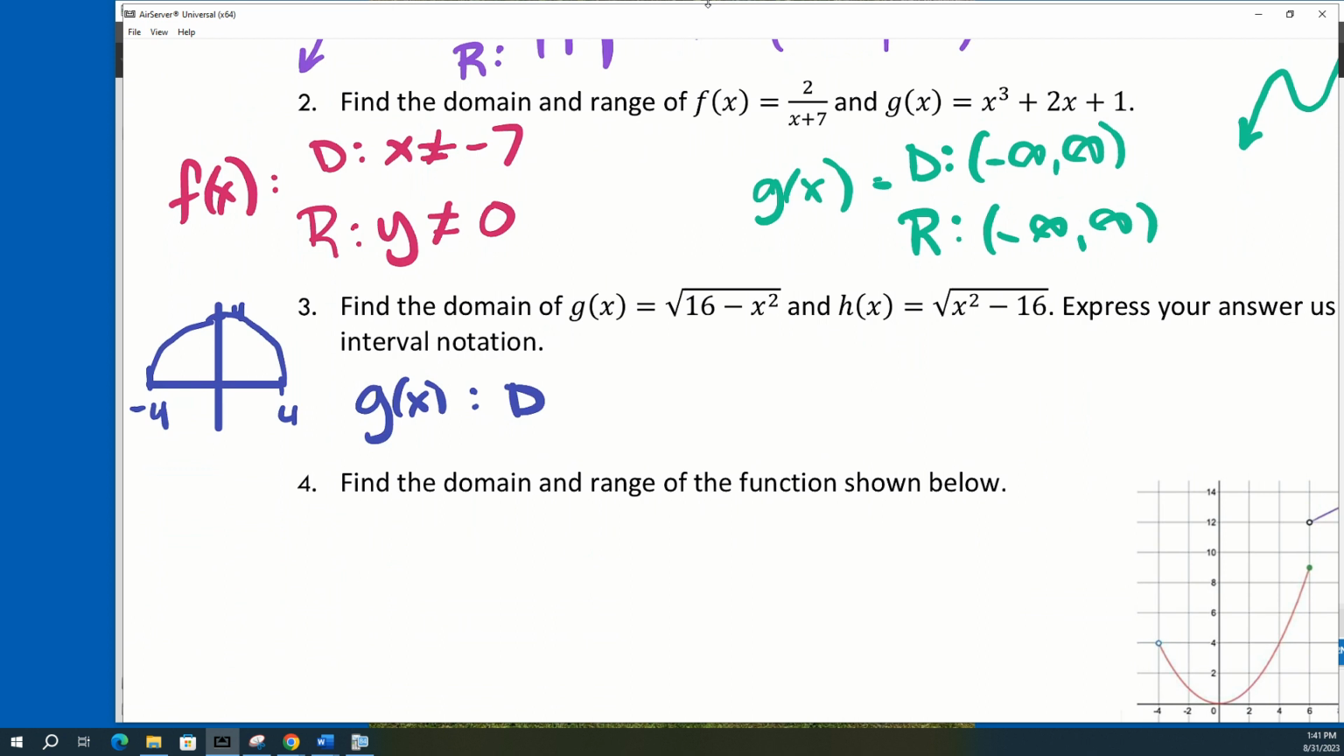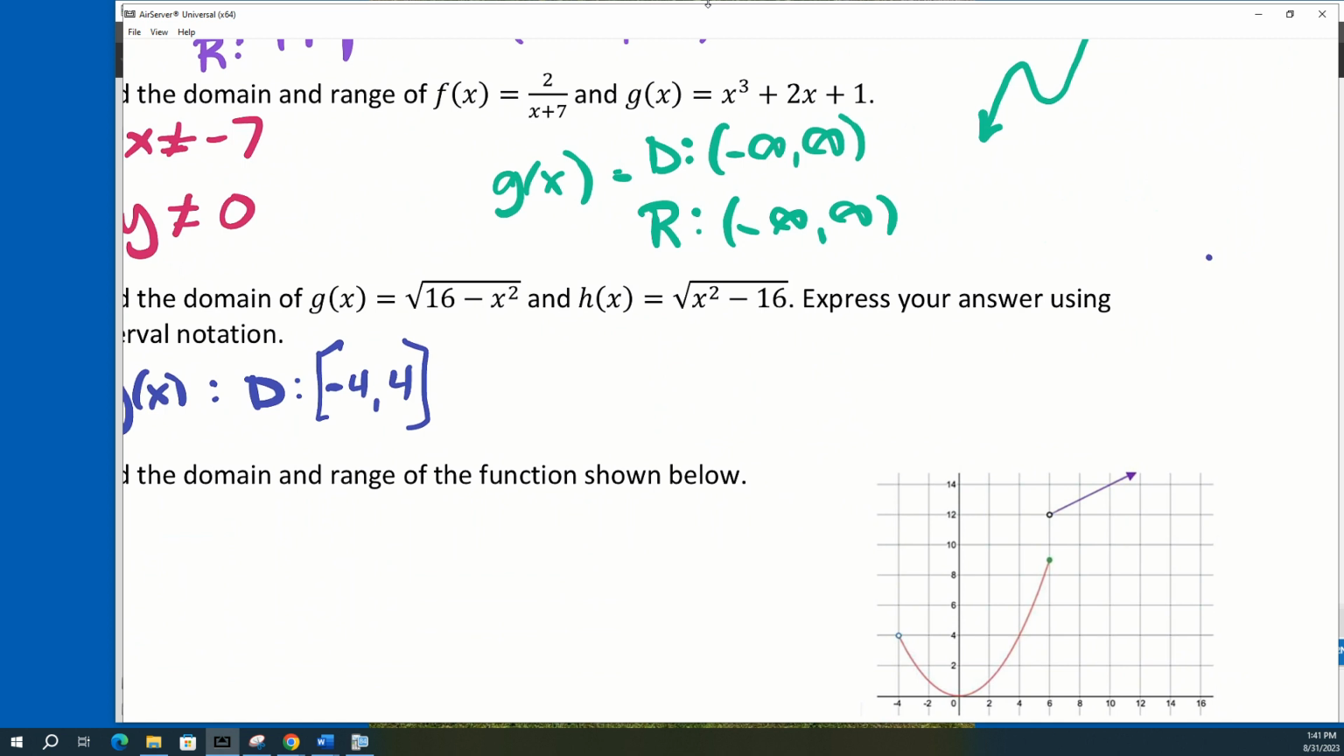What would you guys say the domain is? What's the smallest number in the domain? Yeah. And would we use brackets? Yeah. Because 4 and -4 are fine because you can take the square root of 0. That's fine. All right, this other one, this is -4 and this is 4. It looks like that.